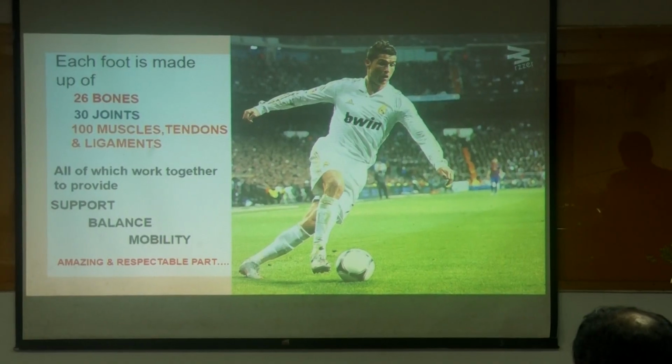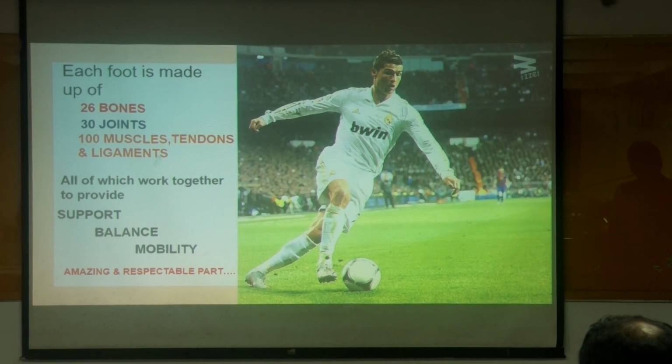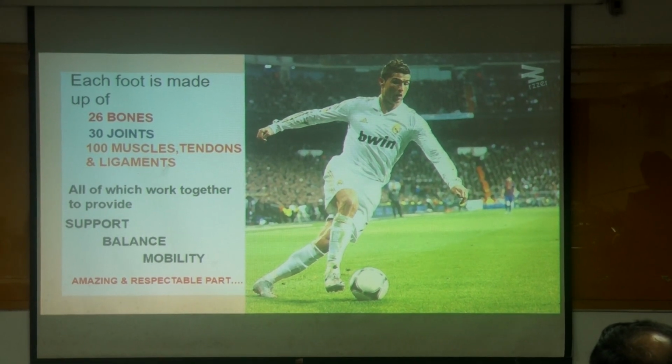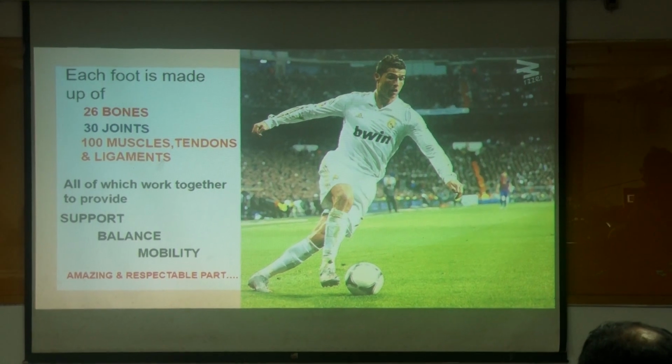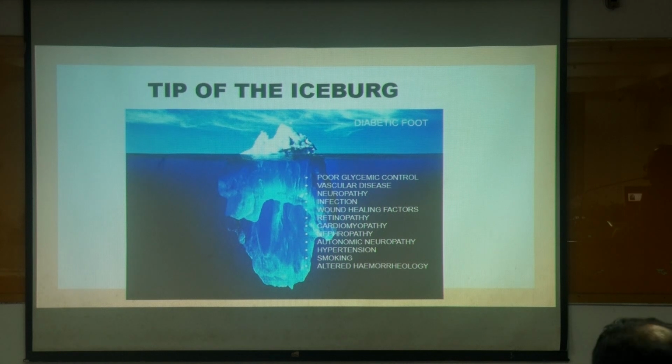So you all know that each foot is made up of 26 bones, 30 joints, 100 muscles. It is an amazing and respectable part. But the most neglected part in our body is the foot, the lifelong weight-bearing center. We can compare this to the tip of the iceberg, the diabetic foot, where the pathological hidden part lies below what can be seen.